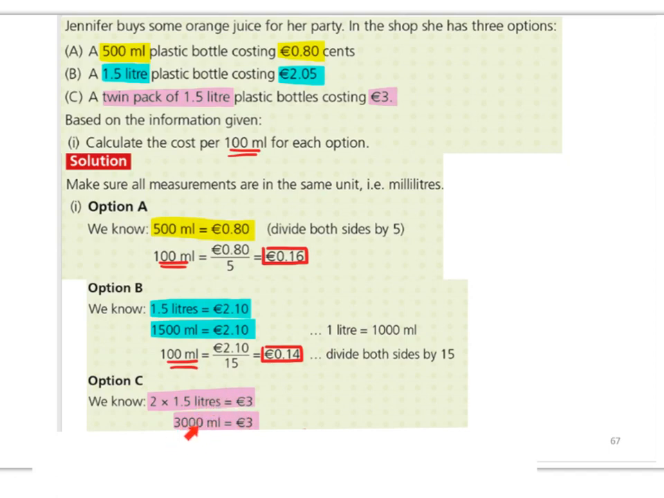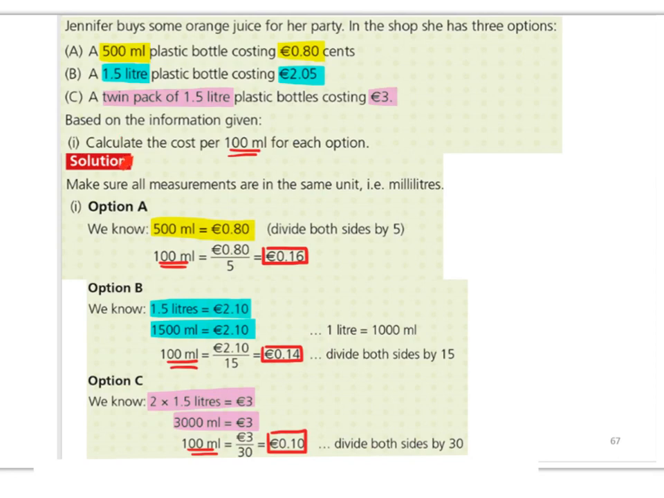We want to change 3,000 millilitres into 100 millilitres. How does 3,000 become 100? We divide by 30, and what we do to the left, we must do to the right. So 3,000 millilitres divided by 30 will give us 100 millilitres, and €3 divided by 30 gives us €0.10 or 10 cents. We divided both sides by 30.